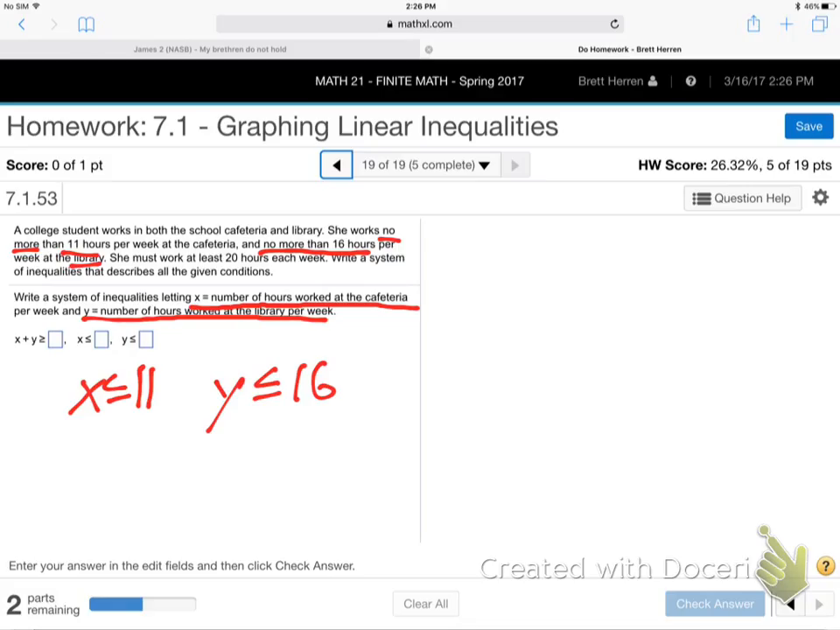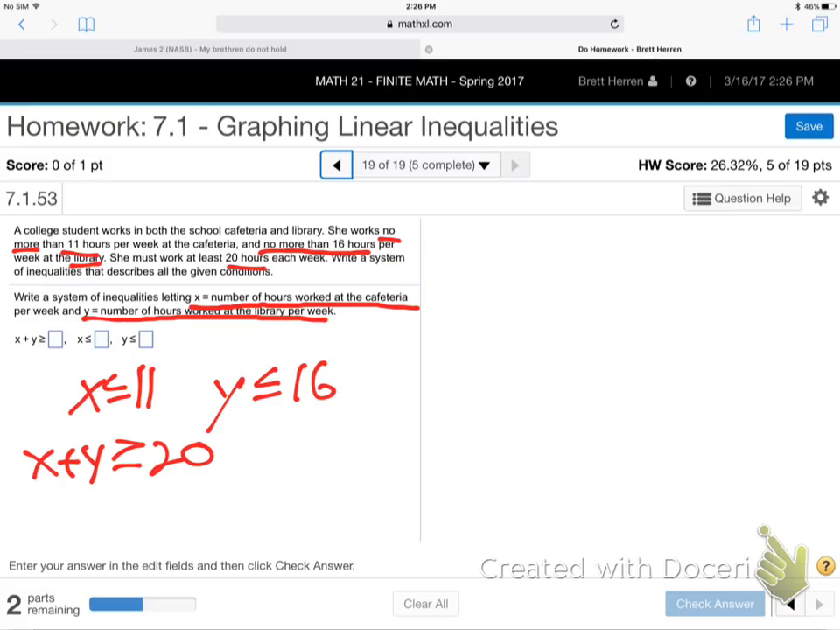Right, good. And then finally, she must work at least 20 hours total. So X plus Y must be greater than or equal to 20. It must add up to be. At least means that or more, huh? If I have at least 20 coins in my pocket, I have 20 or more. It's a lot of coins in my pocket, right? At least means that or more. So there's our 3 equations.